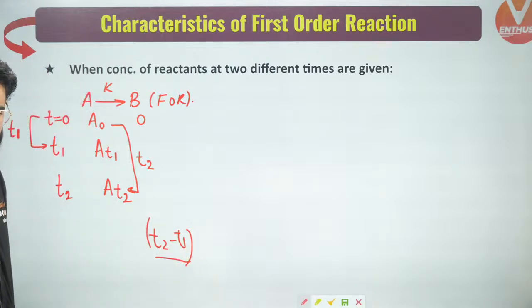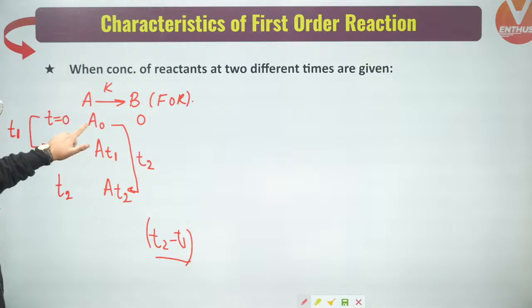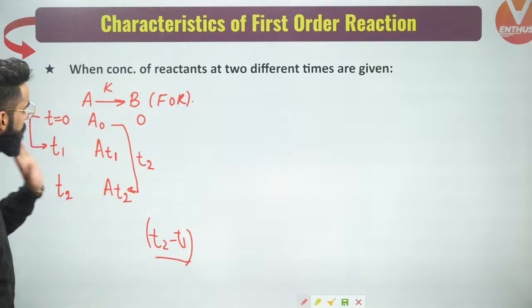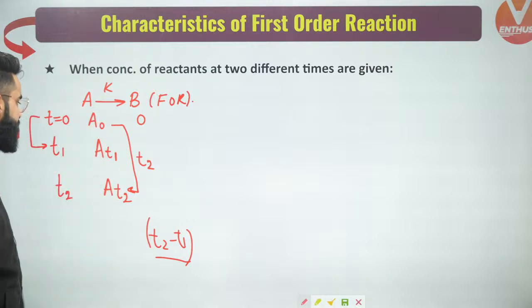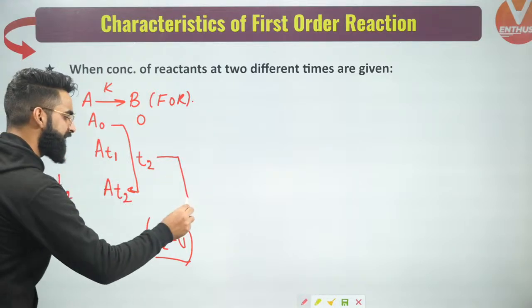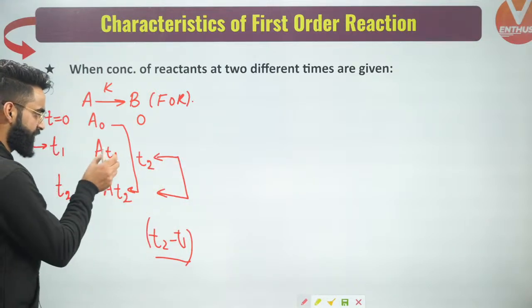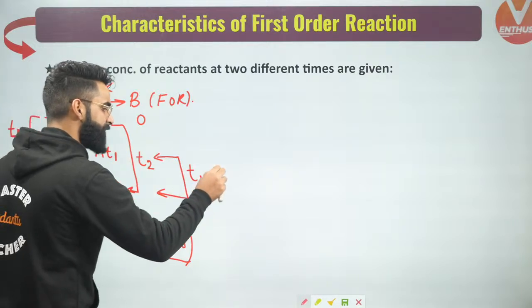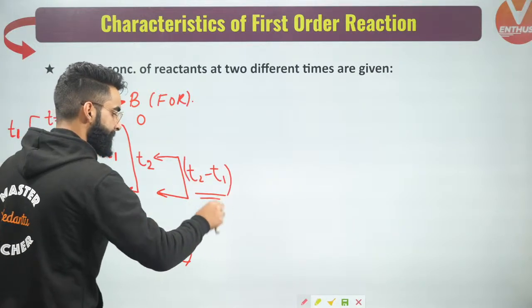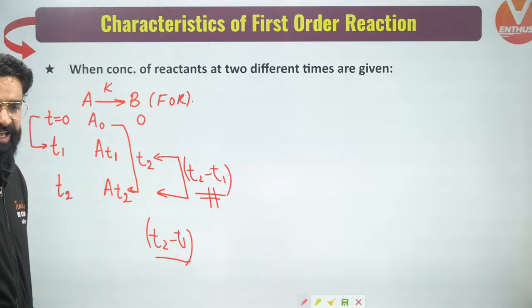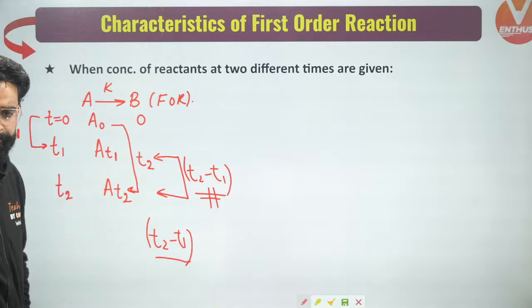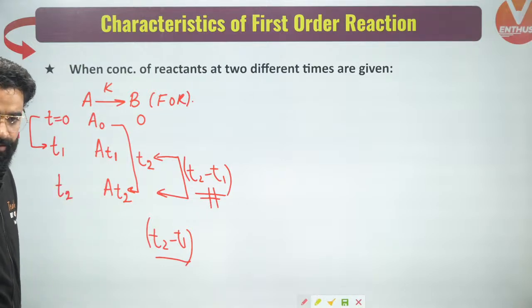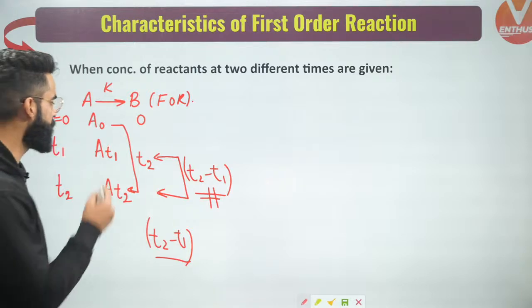what is this t2 minus t1? First of all, t1 is the time taken by the reactant to change its concentration from A naught to A_t1. t2 is the time taken by the reactant to change its concentration from A naught to A_t2. So t2 minus t1 is the time taken by the reactant to change its concentration from A_t1 to A_t2. Yes, this is that time interval, t2 minus t1. Correct? Now we will have a look at what I'll be doing.